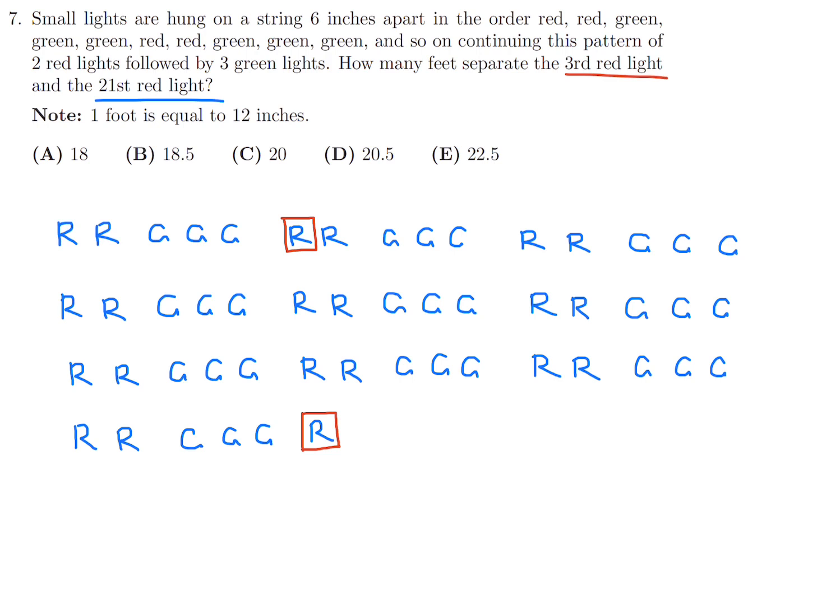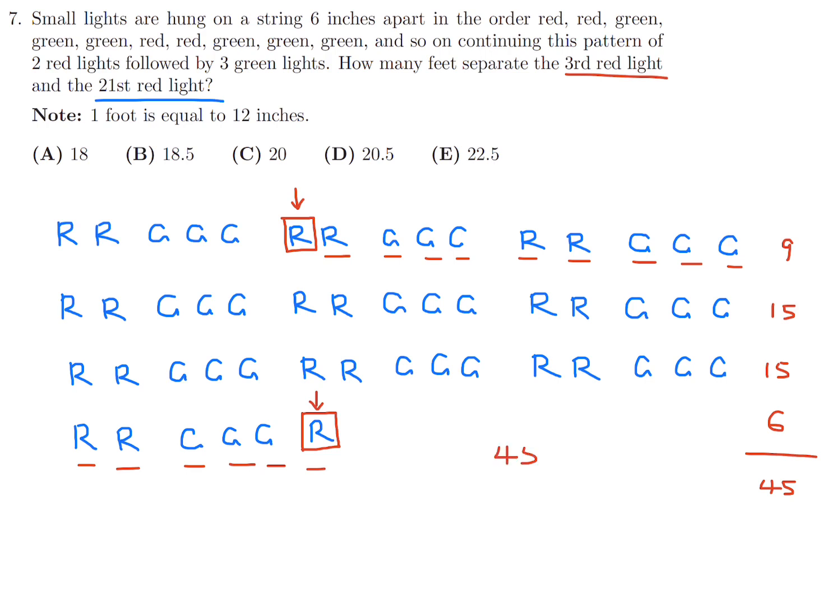Well, the distance between 2 lights is 6 inches, so we have to count how many. Well, it's 1, 2, 3, 4, 5, 6, 7, 8, 9. And then this is all in a row. I couldn't write it in a row. Then we have all of these guys, which is, of course, 15. And then you have another 15. And then you have 1, 2, 3, 4, 5, 6. So adding these up, you get 39, 45. So from this guy, which is the 3rd red light, to this guy, which is the 21st red light, we have to go 45 lights.